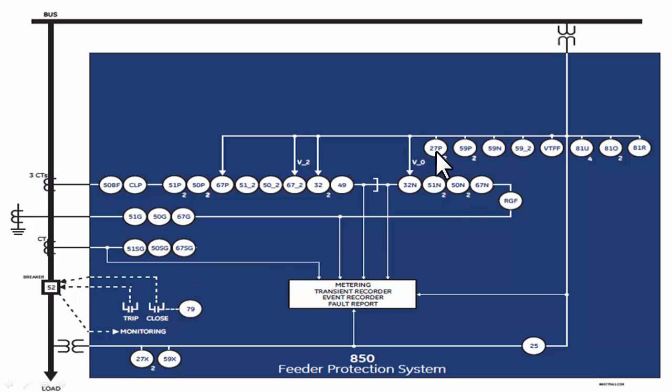Then from the voltage elements, we get phase undervoltage, phase overvoltage, neutral overvoltage, negative sequence overvoltage, VT fuse fail, and frequency elements: underfrequency, overfrequency, and frequency rate of change. Then we have the synchrocheck element 25, which uses both the voltage from the bus and from the line. We also have the auxiliary undervoltage and overvoltage. For the control part, we get the 79 auto reclose.